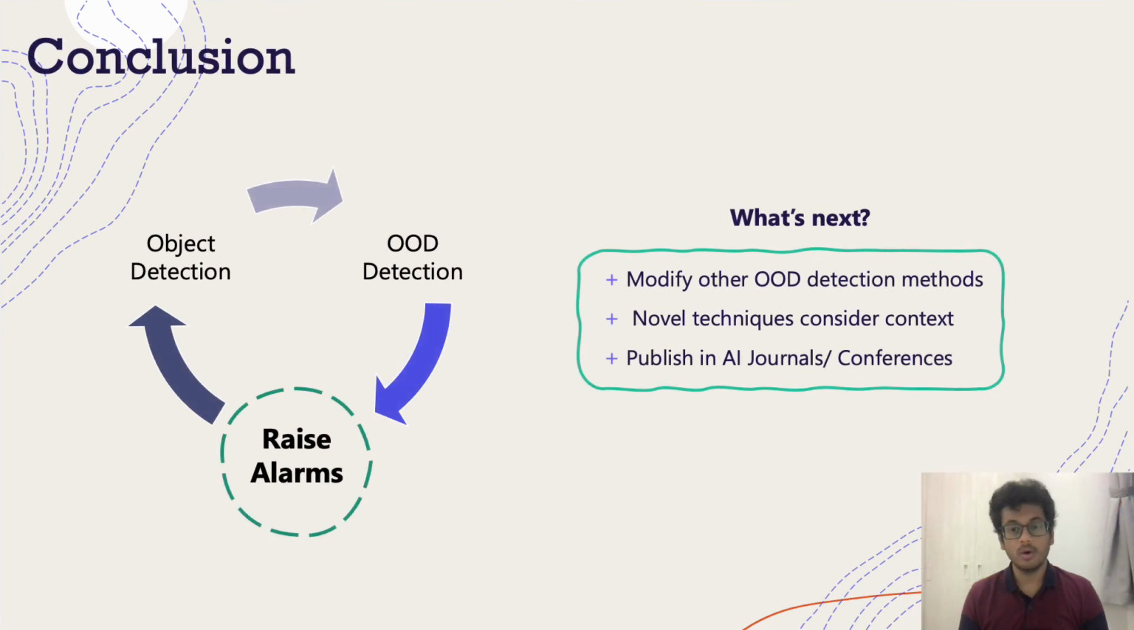To summarize, we need object detection for AVs. To improve safety, we need to do OOD detection. If an OOD object is identified in the vicinity of an AV, we need to raise appropriate alarms.